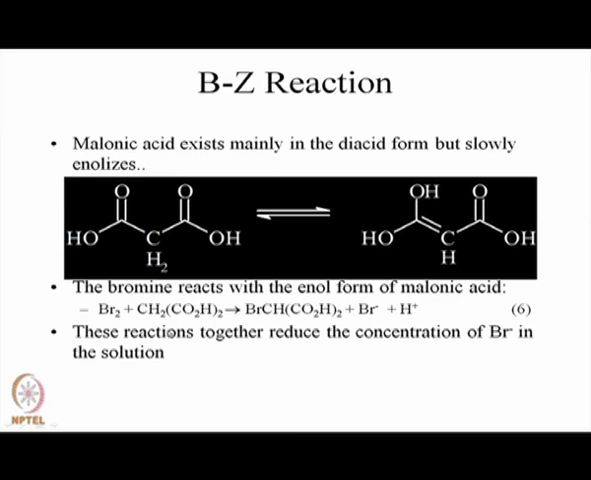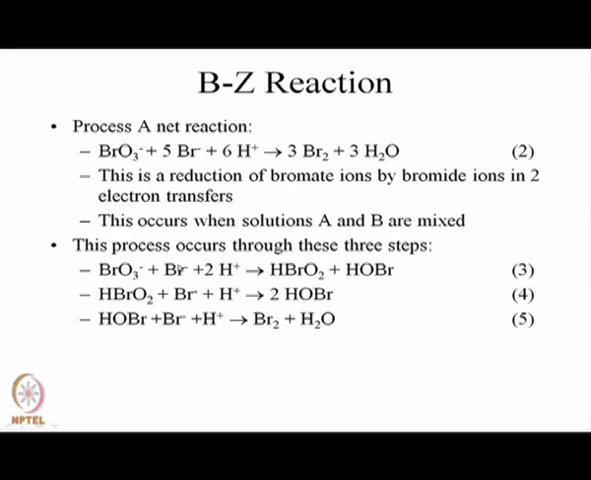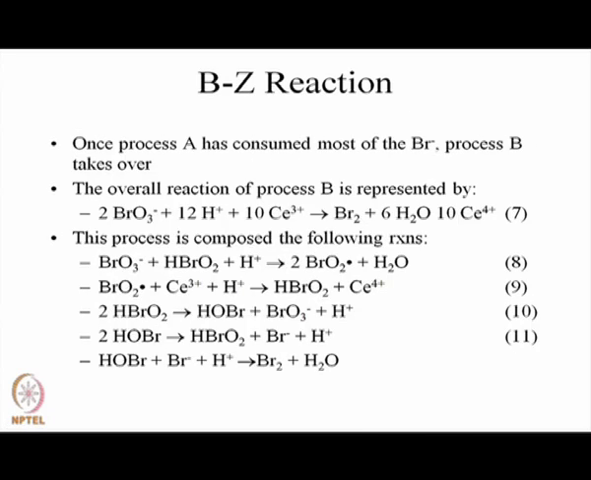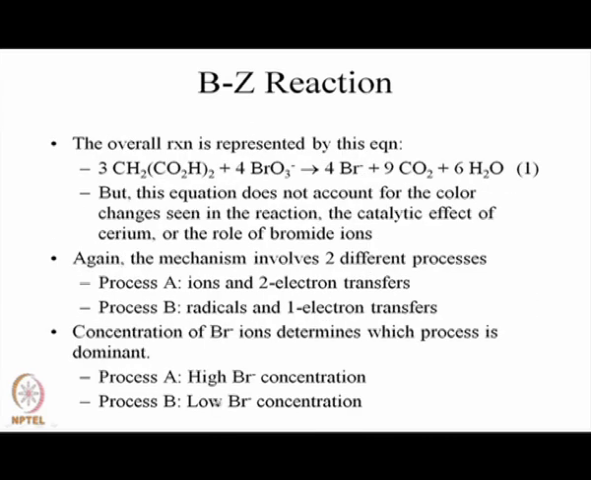Okay. So, this is one reaction, and this one another reaction. So, that tends to reduce the bromide concentration in solution. Okay. So, once process A has consumed most of the bromide ions, process B takes over. Process B means what? Process B means low bromide concentration, radical reaction and 1 electron transfer process.